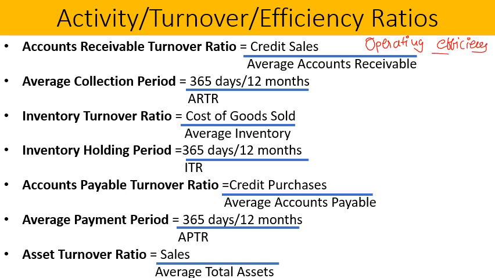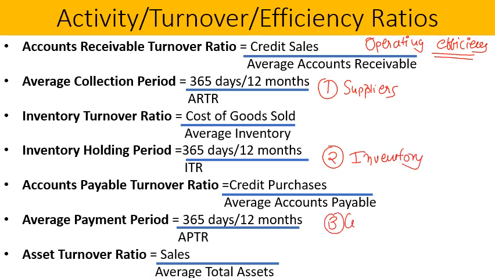Now almost all companies have three stakeholders. The first one being suppliers, the second one being its internal inventories, and the third one being customers. Now we will see how all these three stakeholders are related to its financial statements.